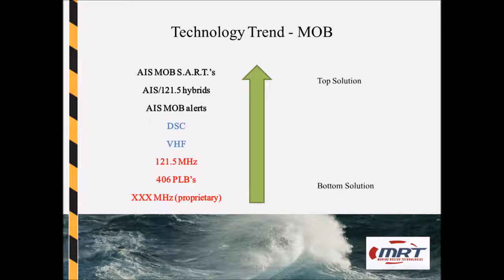There are hybrids that would be AIS/DSC or AIS/121.5. And lastly, probably the top preference would be an AIS MOB SART, SOLAS approved, and you're looking at something that would be absolutely water activated, completely automatic, and SOLAS approved.